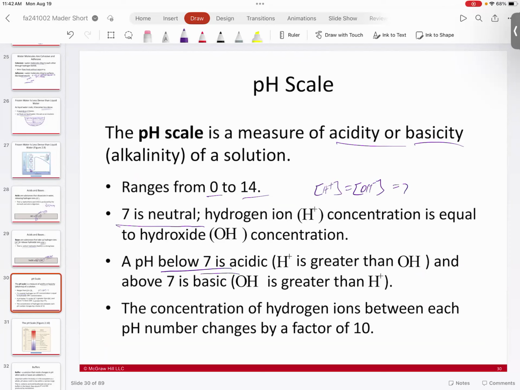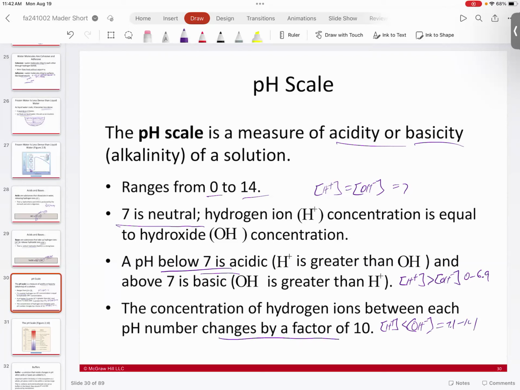If it's below 7, it's acidic. This is basically where your hydrogen ion concentration is greater than your hydroxide ion concentration. That's from like 0 to 6.9. And then if it's larger than that, it's a base. This is basically where your hydrogen ion concentration is less than your hydroxide ion concentration, which is typically 7.1 to 14.